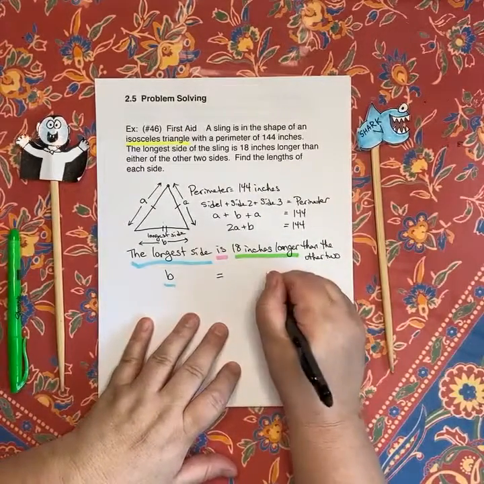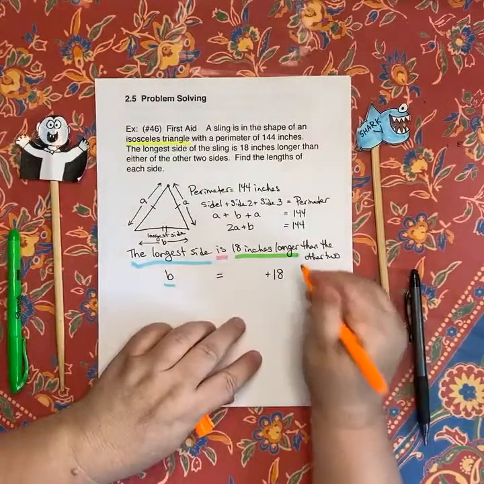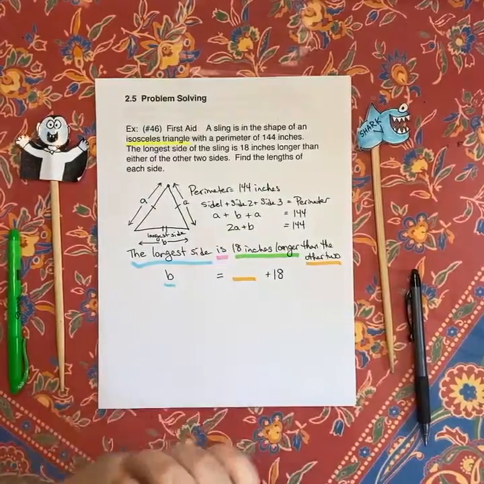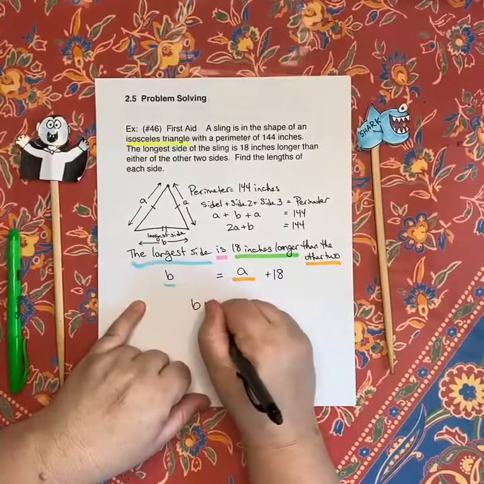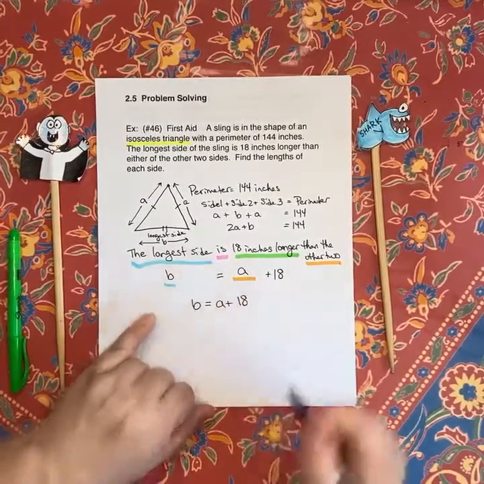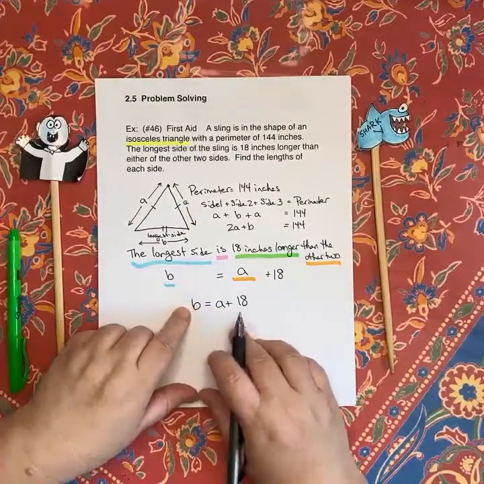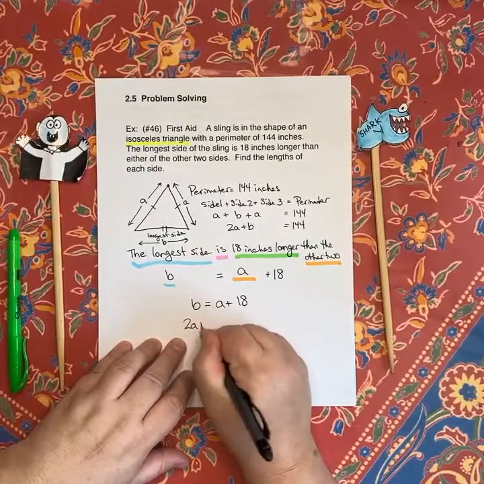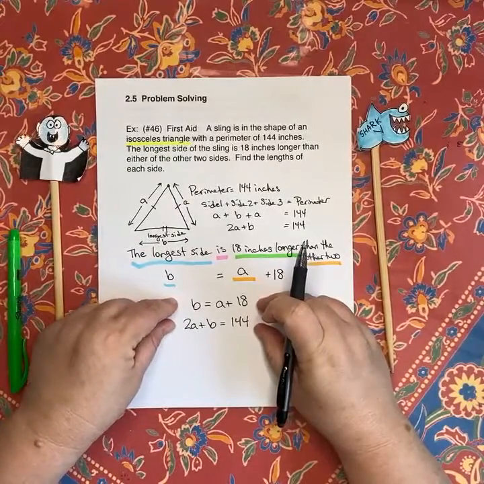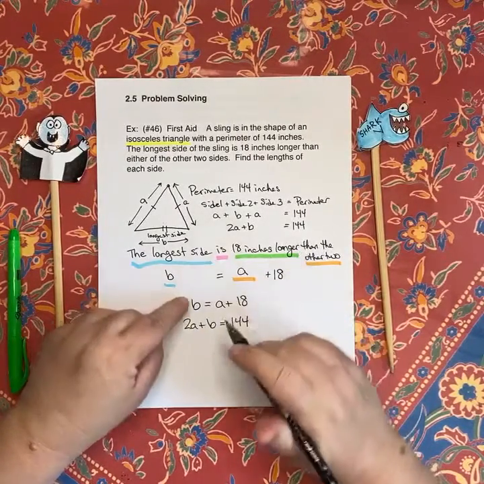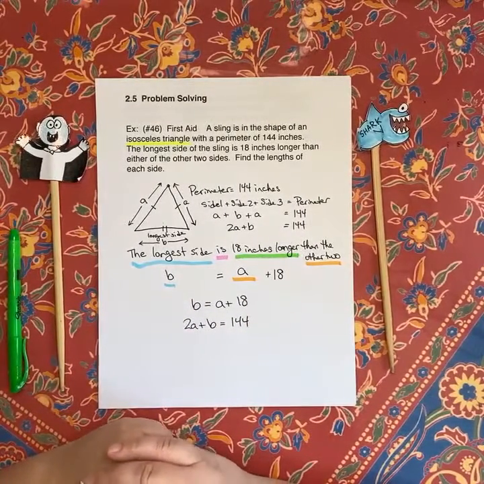Okay, 18 inches longer means plus 18. And then what is it longer than? Then either of the other two, what was the length of the other two? Those are length A. So in other words, I've got B is just A plus 18. Okay, interesting. This is true, but it also has two variables in it. So I'm going to take my other one, 2A plus B equals 144. So I've got two equations and I've got two variables, which I can totally solve. And let me show you how to approach that.